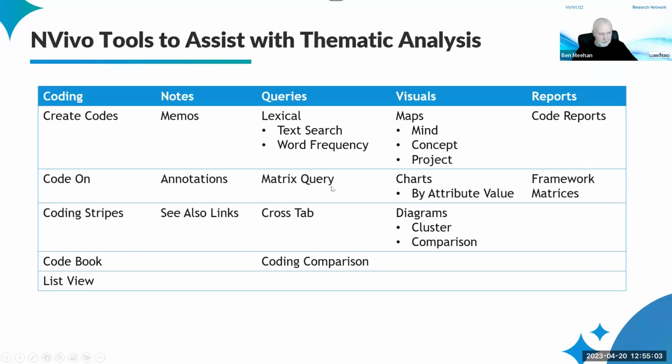These are just a summary of the different elements of coding, and these are the different tools for each of those in NVivo. So you're coding, you're using notes, running queries, visualizations, and reports. And that will be in the slide if you want to see it later as well.